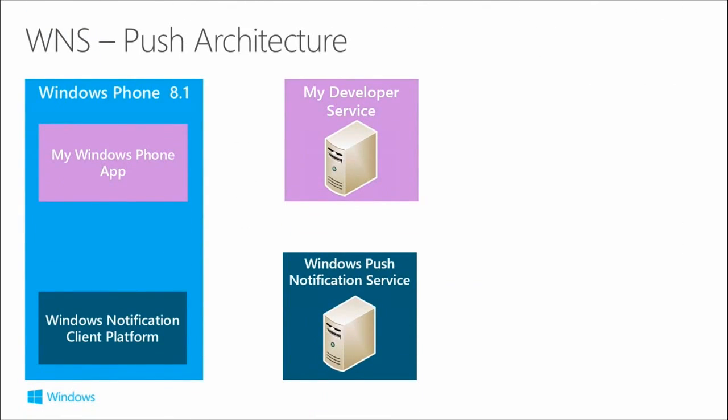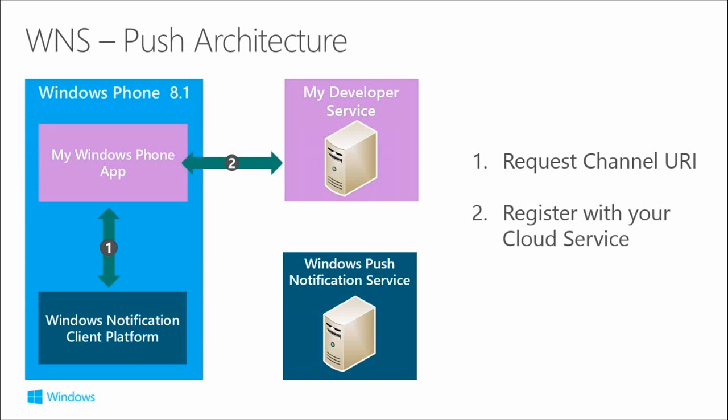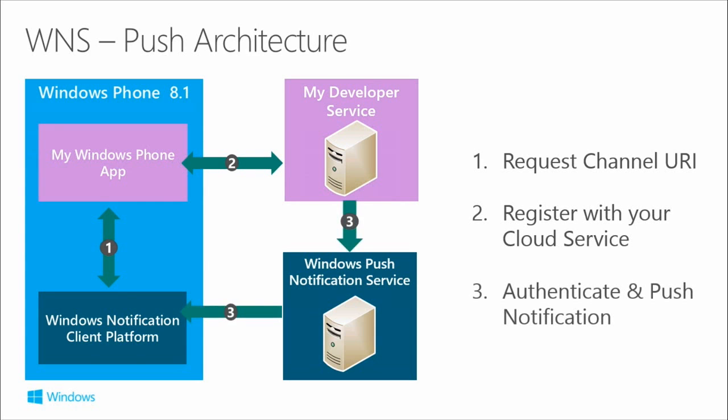So I know everybody's been waiting for the architecture diagram, and here it is. We've got our Windows Phone application and our Windows Notification Client Platform. Our Windows Phone application will communicate to the client platform and get a channel URI for that application. It's going to register that channel URI with our cloud service. And then our cloud service, when the time comes, is going to send that push notification to the Windows Push Notification Service, which is going to communicate to the Windows Notification Client Platform, which is going to update our tiles or badges or whatever accordingly.